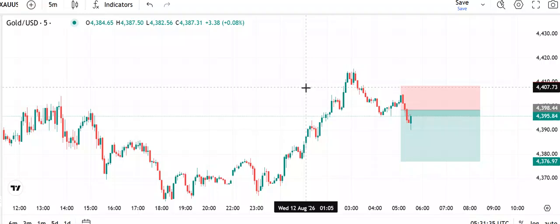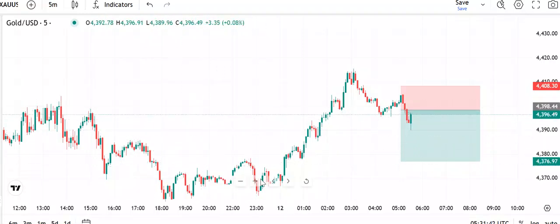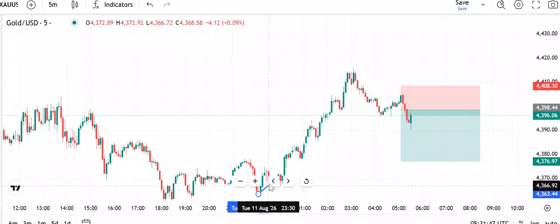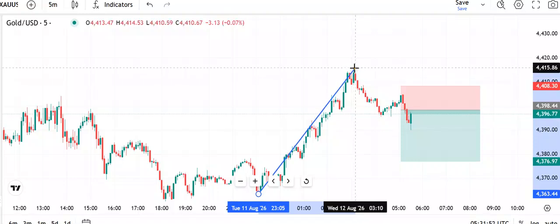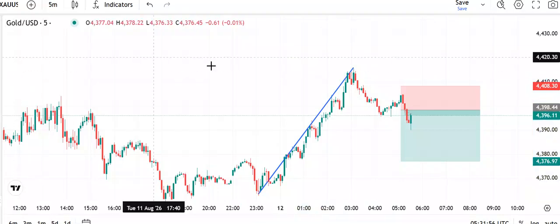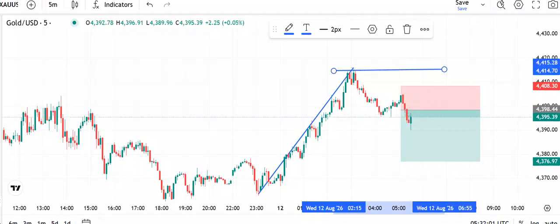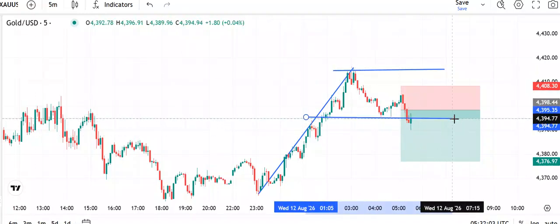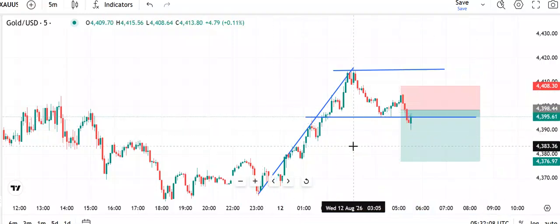Alright, the strategy involves allowing price to make a run, like you have price running here bullish, then allow price to range and wait for a breakout of the range before you enter.